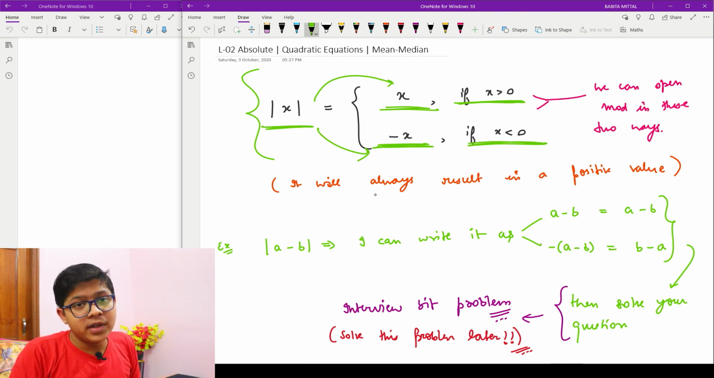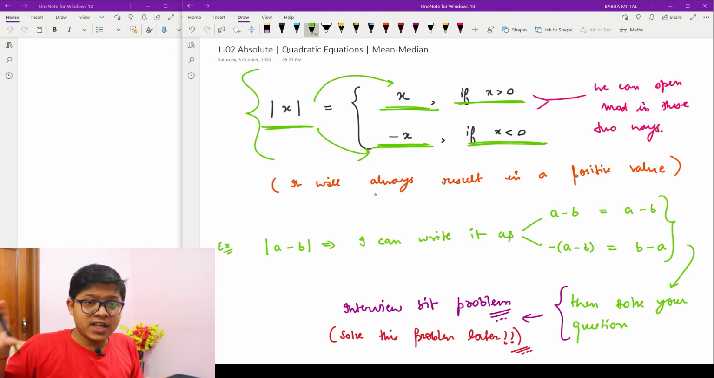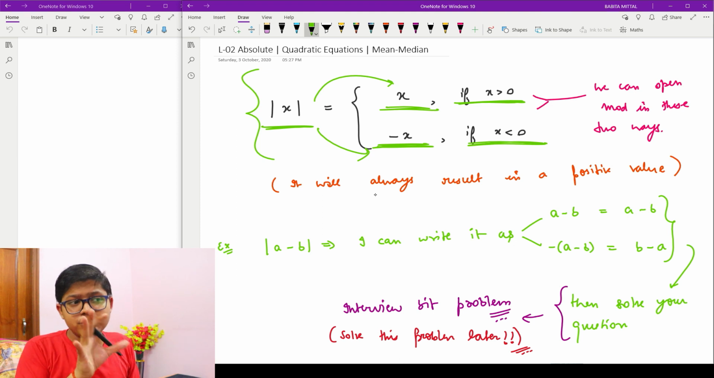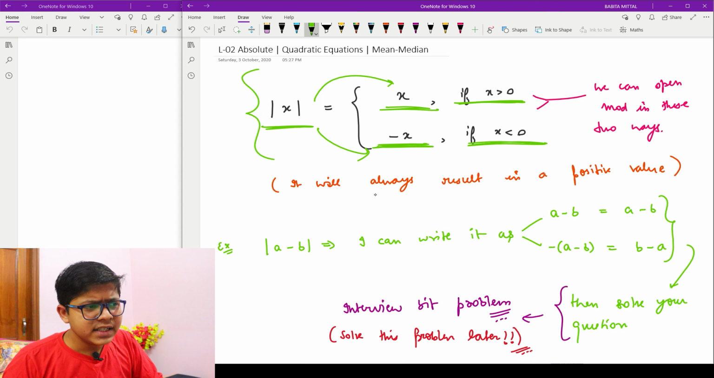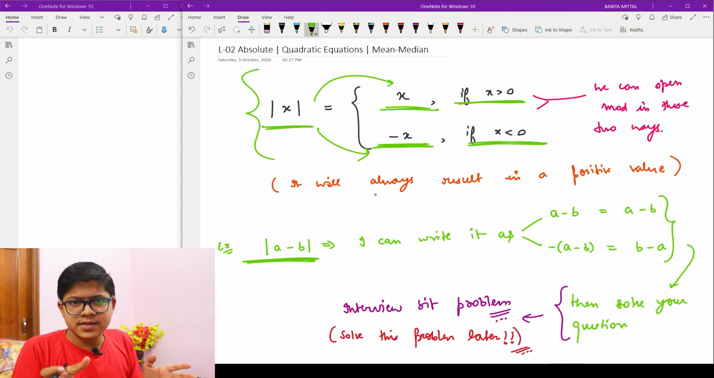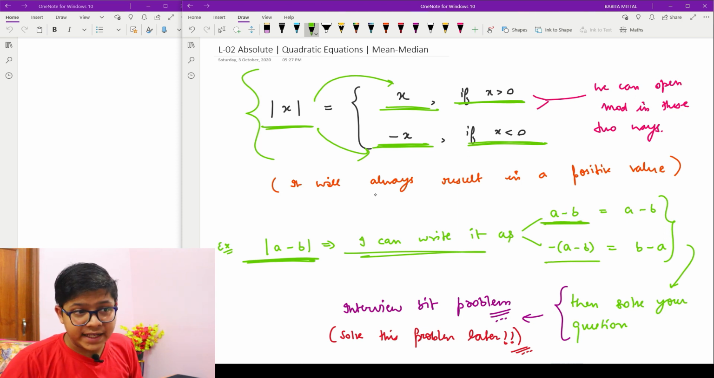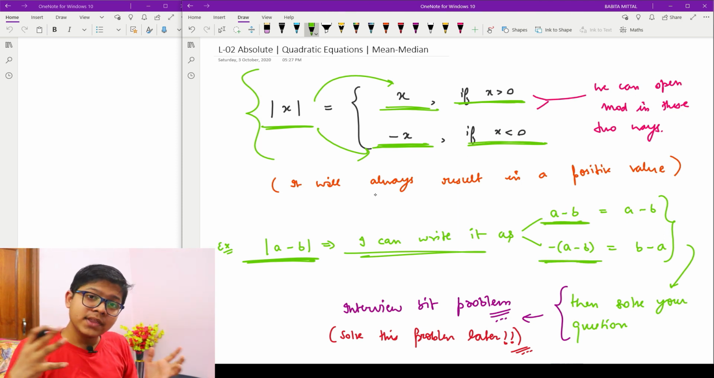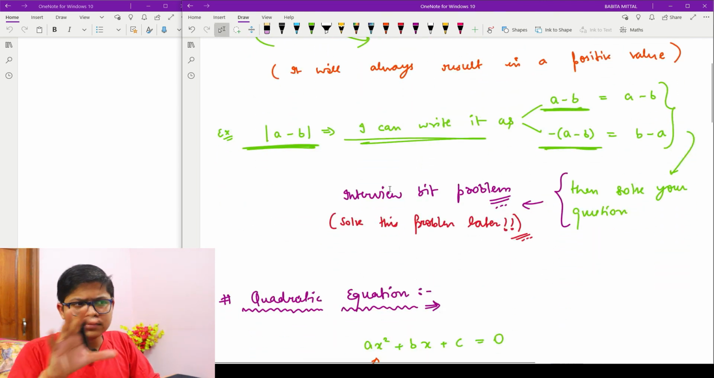Now there is a problem regarding the whole question in interview bit. We will see it at the end of the video, which means after 2 or 3 lectures. But for the problem which I'm going to show you further, you should remember how to open my mod. For example, if my value is mod of a minus b, then I can write it as a minus b, or I can write it as minus of a minus b. So I can open the mod by plus and minus. So yeah, we have the interview bit problem. It's a very easy problem and you will love that problem.